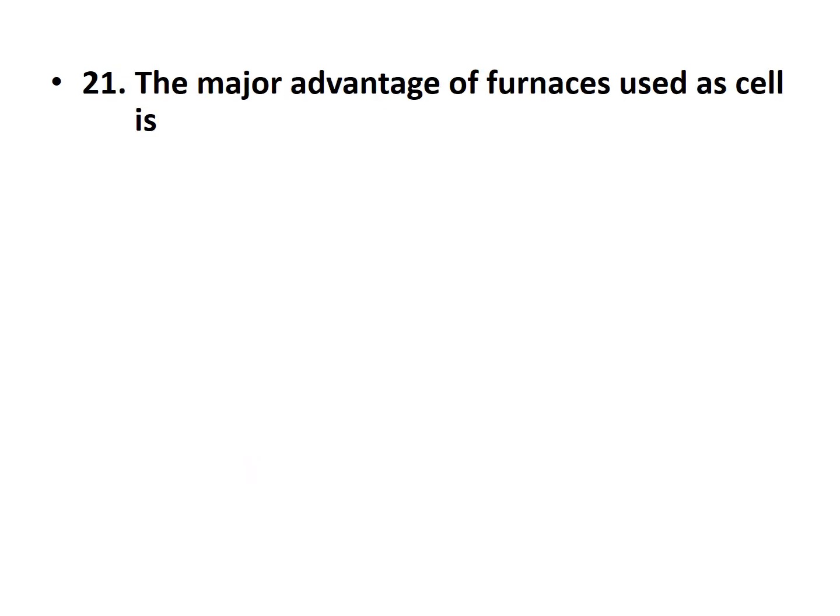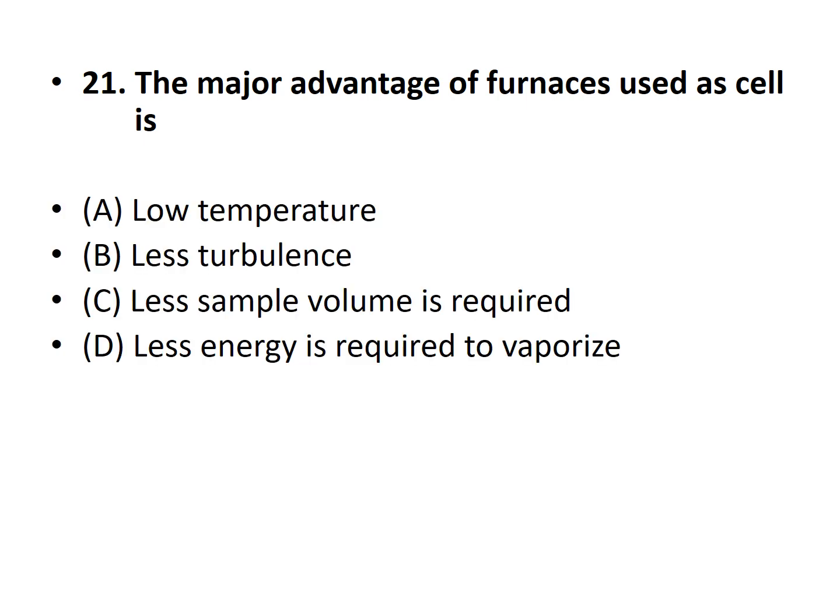So next question is, the major advantage of furnaces used as cell is. Actually this is talking about the electrothermal atomisers or graphite furnaces. So what are the main advantages of using these? A is the low temperature, B is less turbulence, C is less sample volume is required, while D is less energy is required to vaporize.